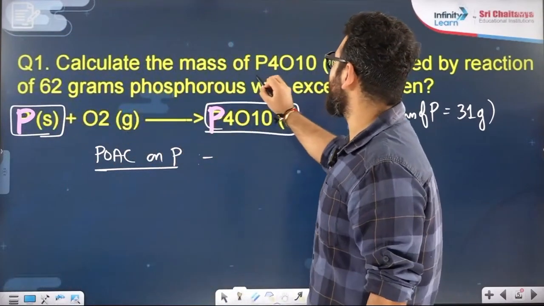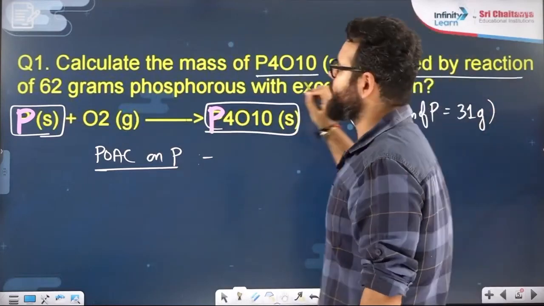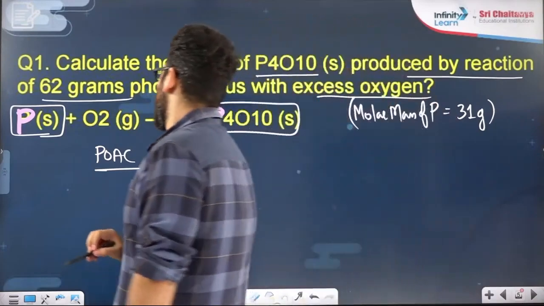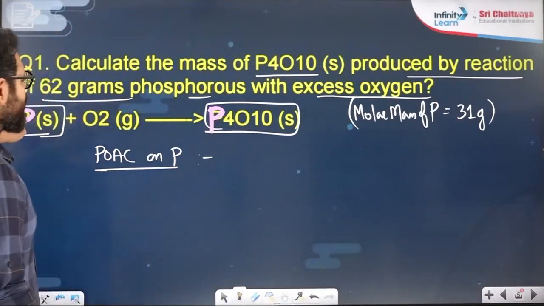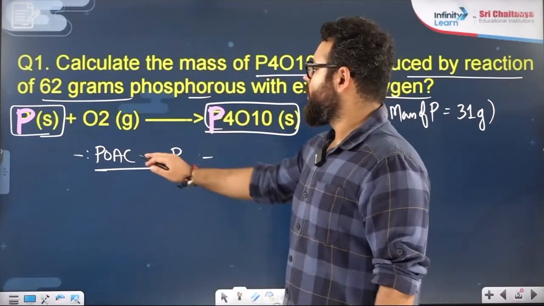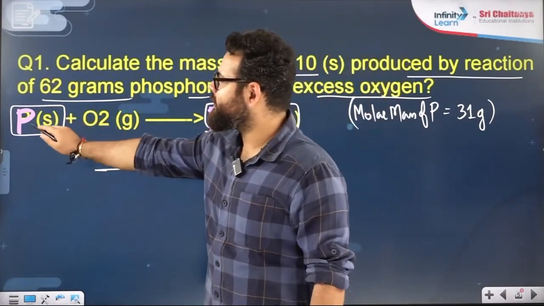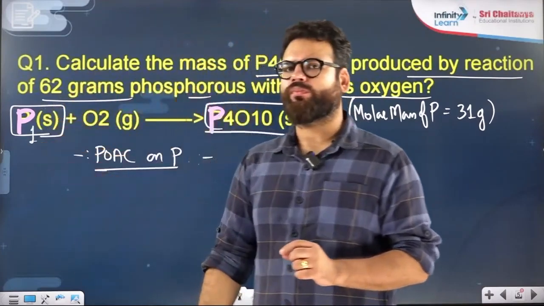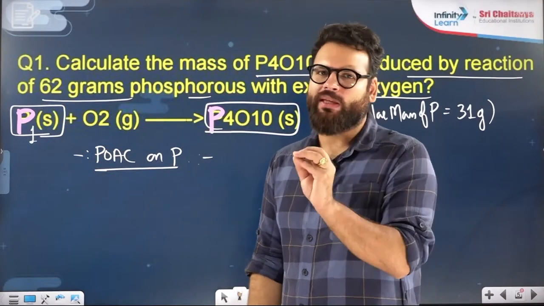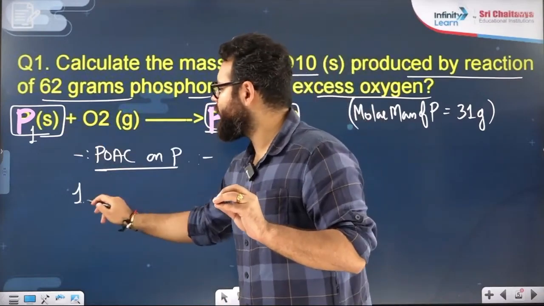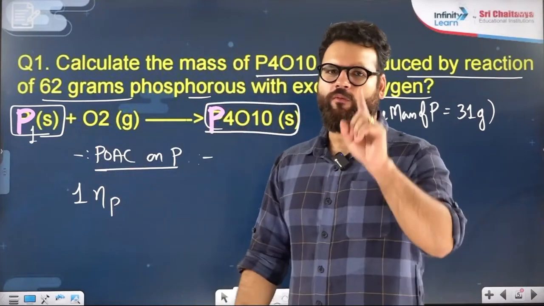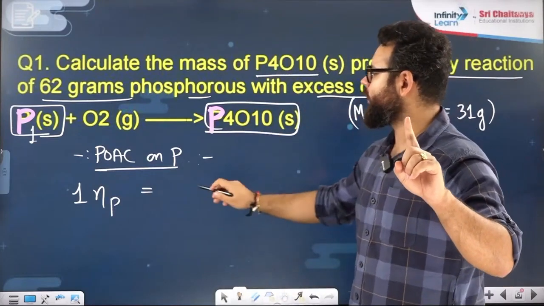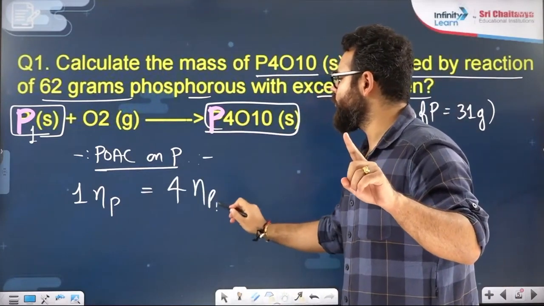They are saying what mass of P4O10 is produced by reaction of 62 grams of phosphorus with excess of oxygen. Okay. So they are giving us P value. They are asking P4O10 ka mass. POAC on phosphorus. On left hand side, all the phosphorus is present in P. And in the P, there is only one phosphorus atom. So I'll say 1 time moles of P equal to right hand side, all the phosphorus is in P4O10, 4 times moles of P4O10.